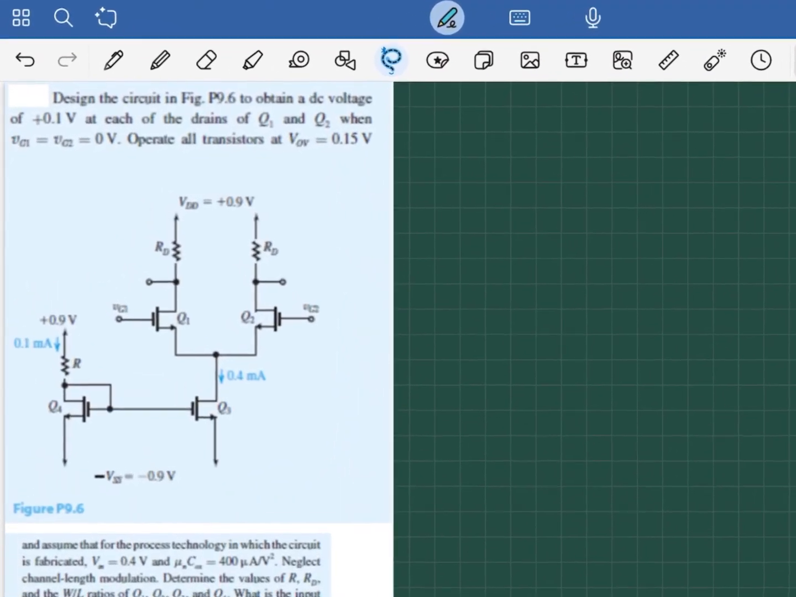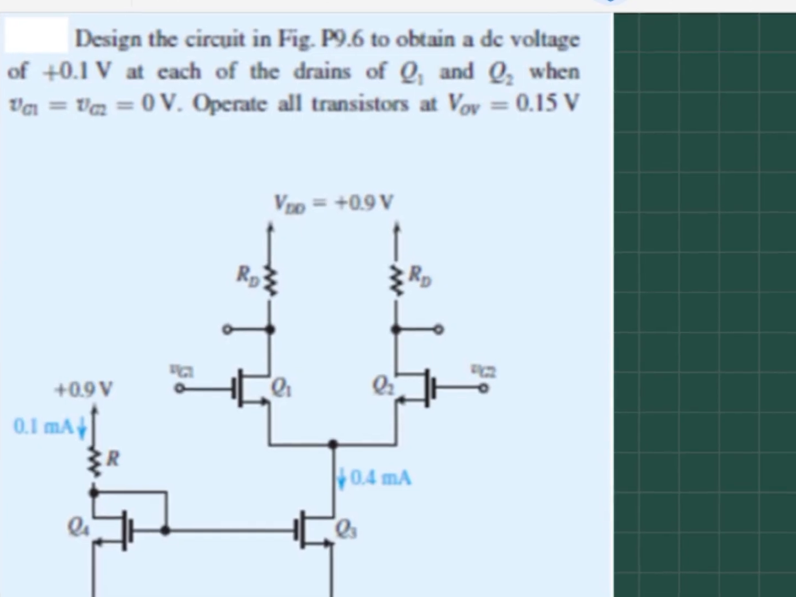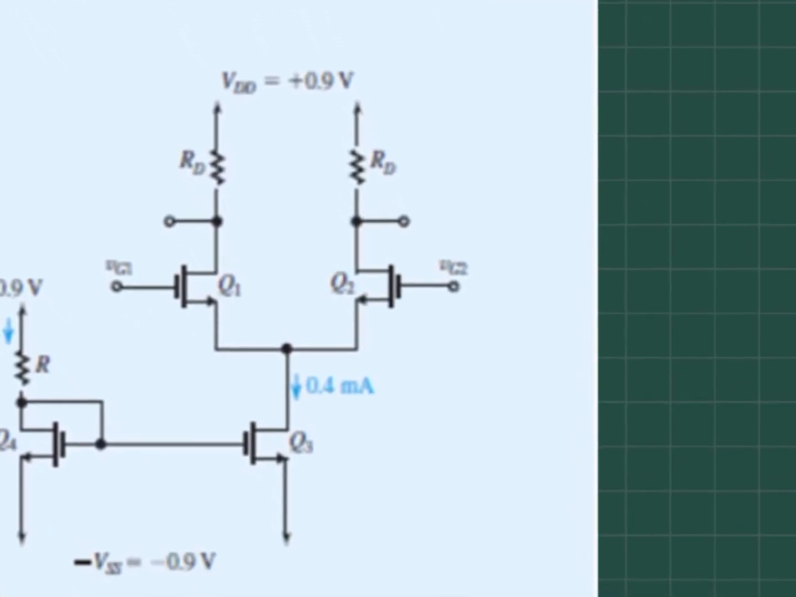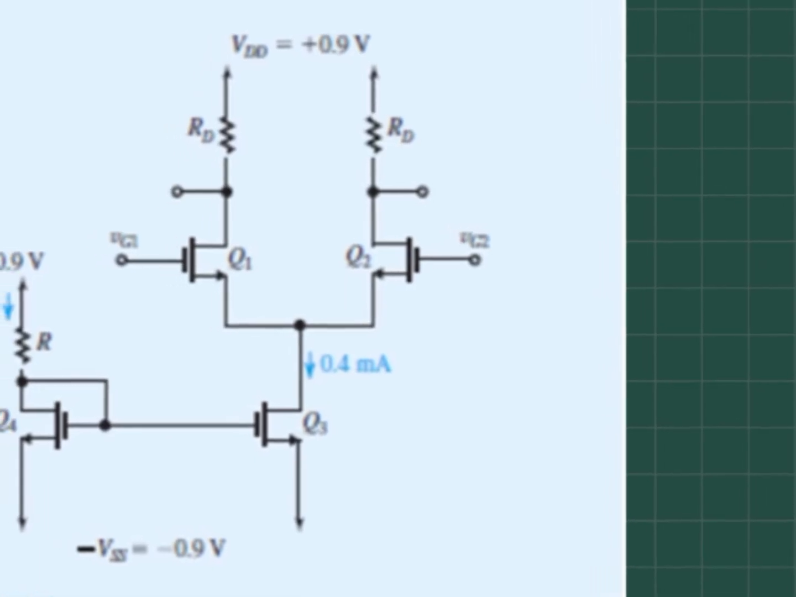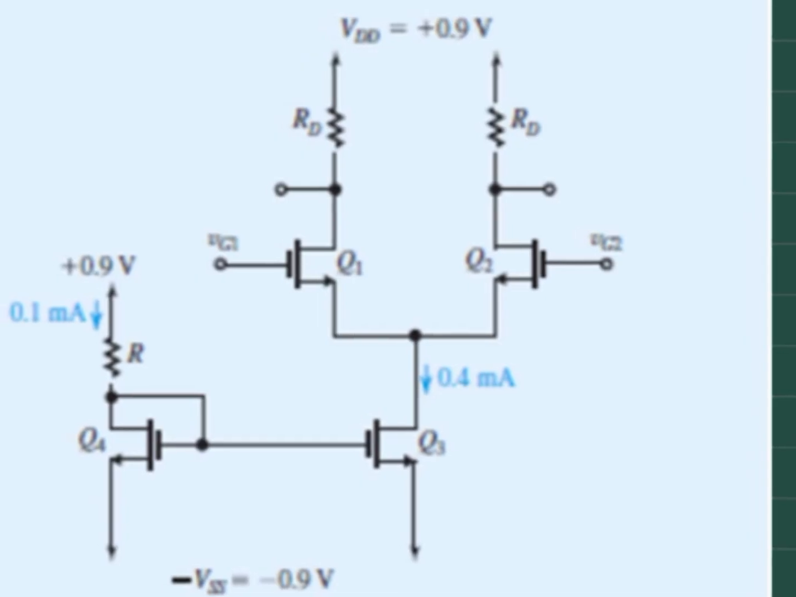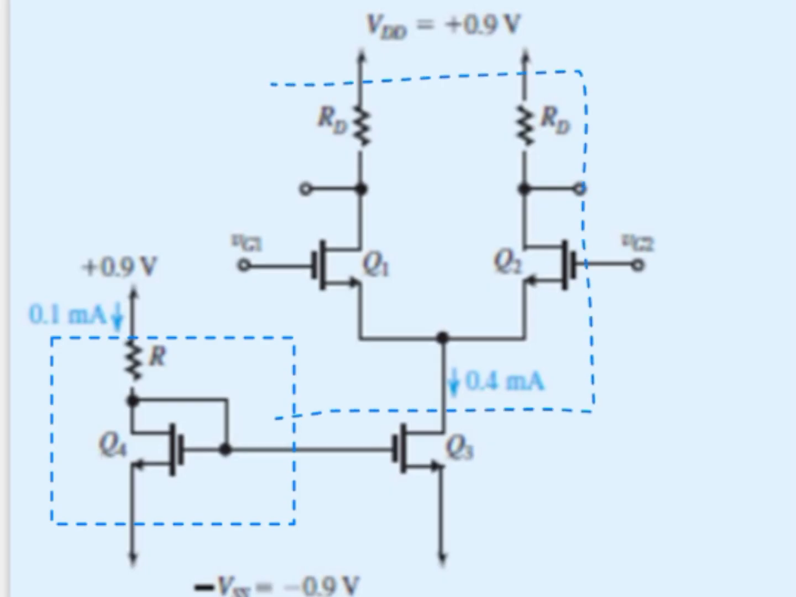Hey everyone, so here is our amplifier circuit. Let's see how we can solve this circuit by dividing it into different regions. So let's first divide it into a diode region. We can see a diode here, then we can see an amplifier here.